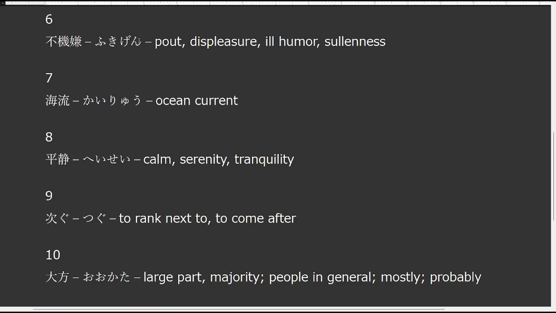Fukigen is pout, displeasure, ill humor, or sullenness. Ill humor is the closest real translation we have because we know kigen literally translates our machinery for feeling bad, aka your humor at the time, is ill or not good. Fukigen is ill humor, literally translated to pout, displeasure, or sullenness.